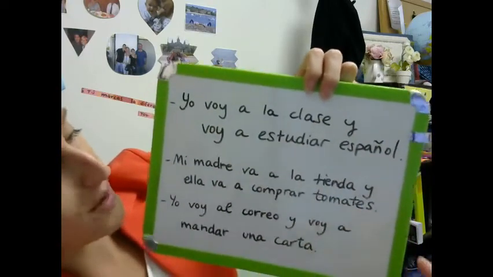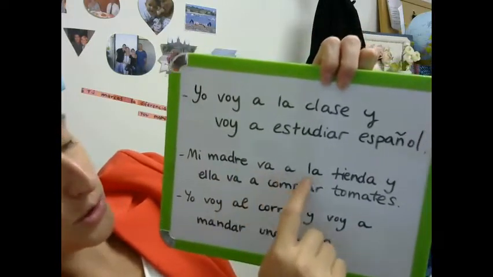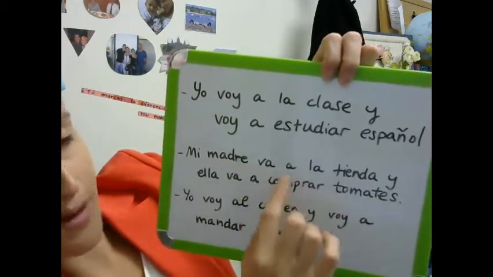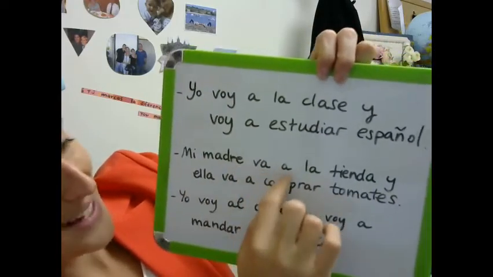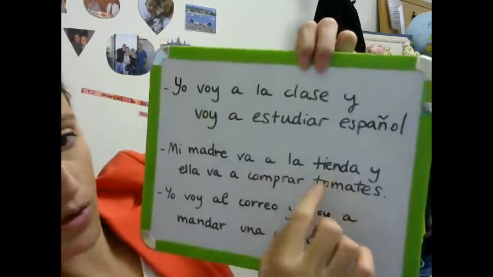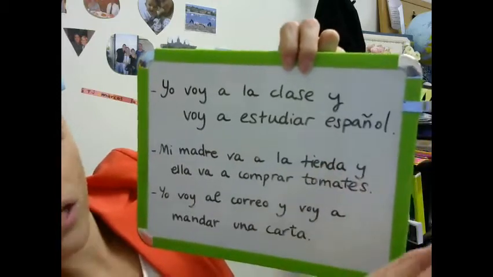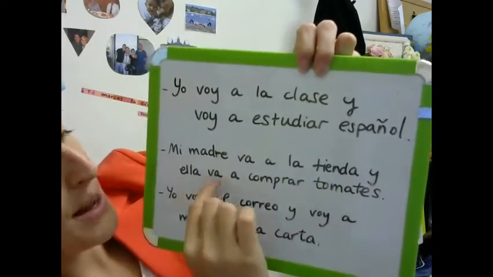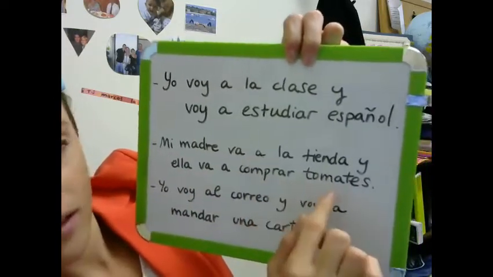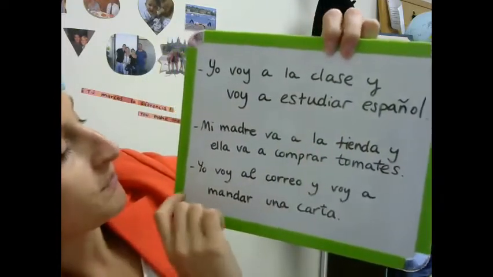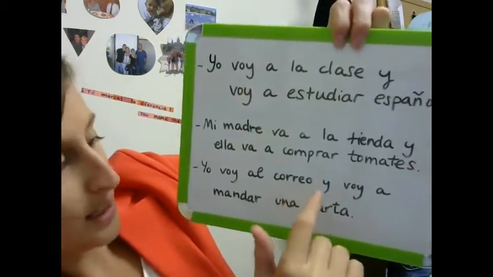Then we have a different sentence: my mom is going to the store. We're saying the place. Where is she going to? Mi madre va a la tienda. Don't forget the a and then the place. And what is she going to do there? Ella va a comprar tomates. She is going to buy tomatoes. And the last one is yo voy al correo y voy a mandar una carta.